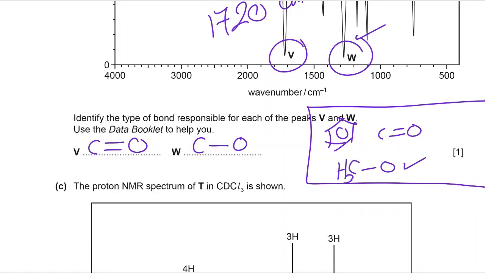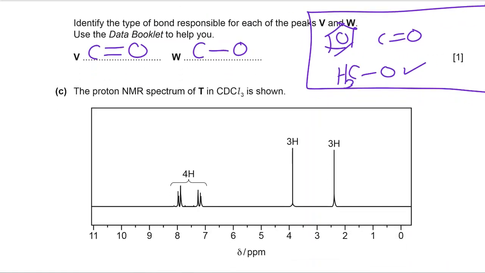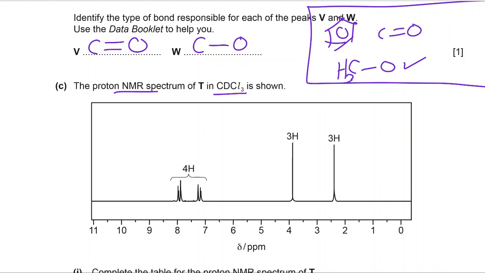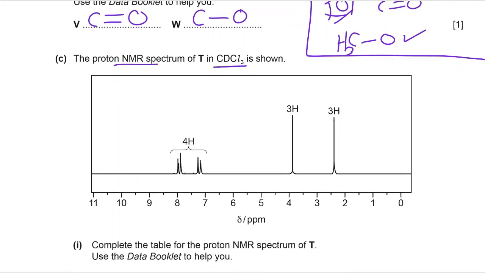Let's go to another technique, which is proton NMR. Here we will see how many hydrogens we have. This is the proton NMR spectrum of T, the same compound, in CDCl3, which is deuterated chloroform. Deuterated chloroform is a solvent used in NMR.